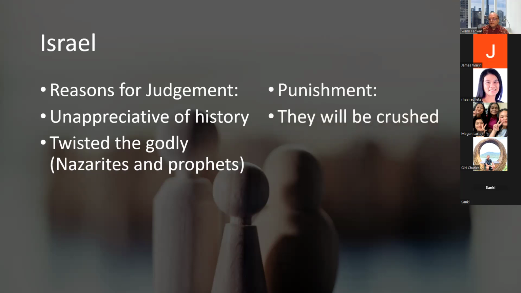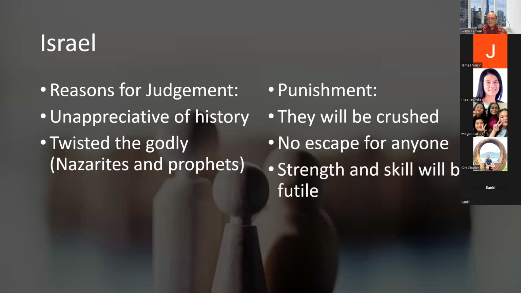And so their punishment, they will be crushed. And the Assyrians were a very violent empire, and there will be no escape. Unlike Judah, where a huge number of people escaped into Egypt because Nebuchadnezzar didn't care about everybody, the Assyrians captured almost everybody. The few that did escape, the smaller groups that escaped, were then captured by the Ammonites or the Edomites or the Philistines. No escape for anyone.